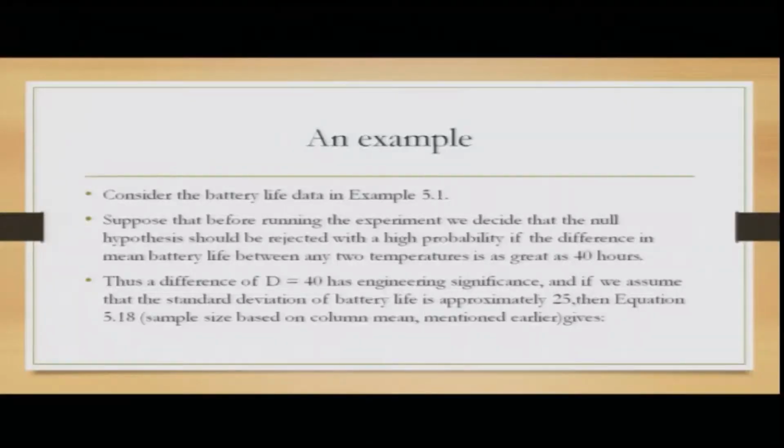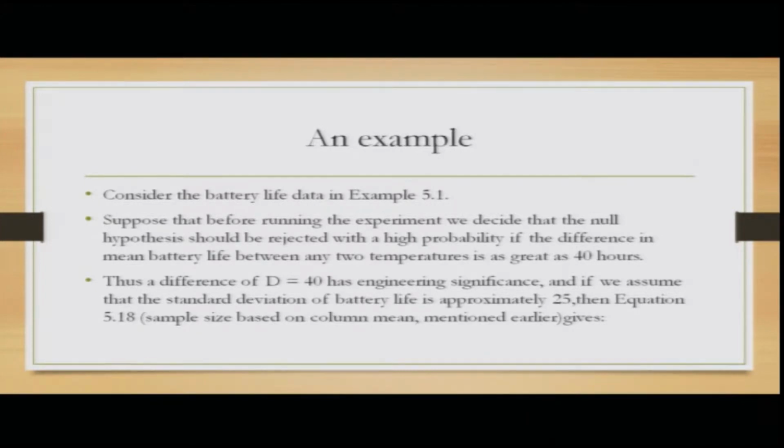So, again we consider the battery life example as given in example 5.1. Suppose that before running the experiment we decide that the null hypothesis should be rejected with a high probability if the difference in the mean battery life between any two temperatures is as great as 40 hours. If you remember, the temperatures were 15, 70 and 125. So, a difference d of 40 hours is significant, and we assume that the standard deviation of battery life is approximately 25.